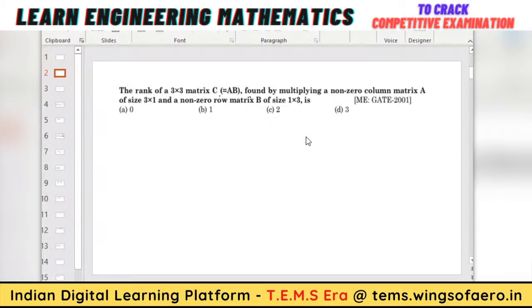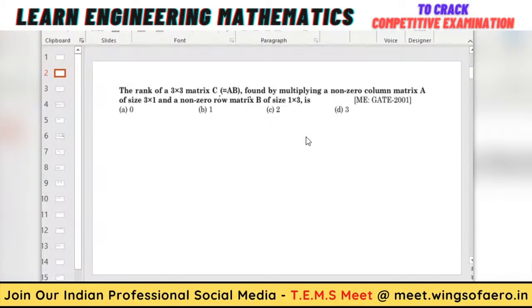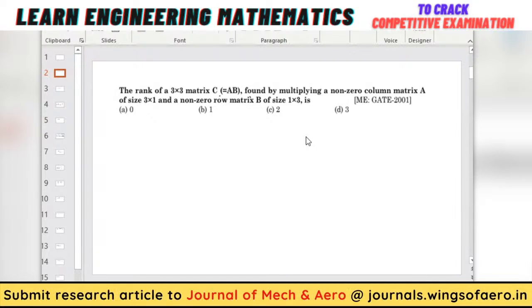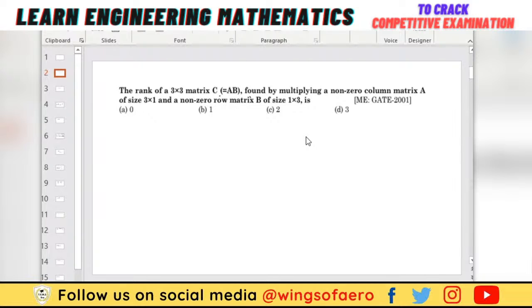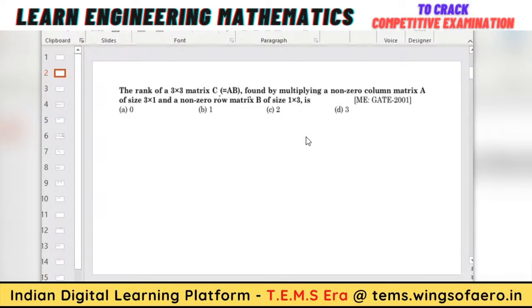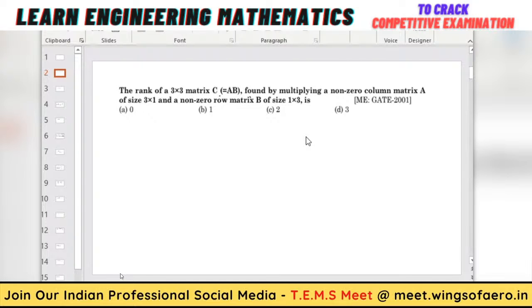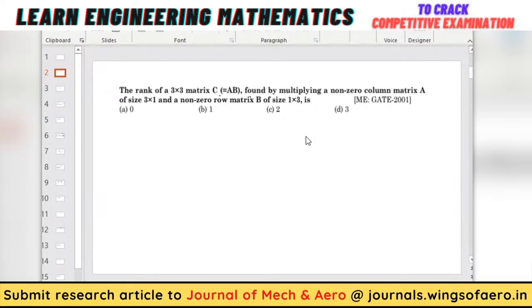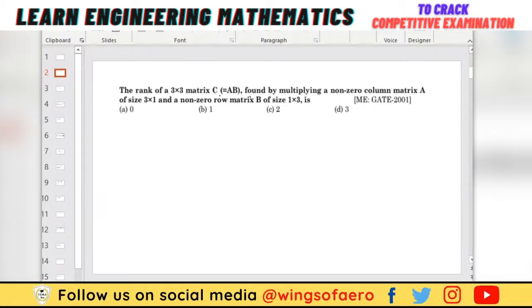The rank of a 3 cross 3 matrix C is equal to AB, found by multiplying a non-zero column matrix and a non-zero row matrix. The dimensions of the two matrices are given to you: matrix A has dimension 3 cross 1, and matrix B has dimension 1 cross 3. Then what is the rank of the matrix A into B? This is an important question, a GATE question, but it is tricky.